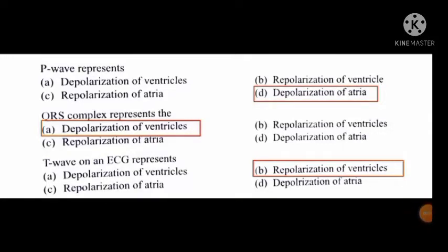Today we are discussing important MCQs for the NEET. This is our second video in this series of Human Heart MCQ. Let's start our MCQ series.